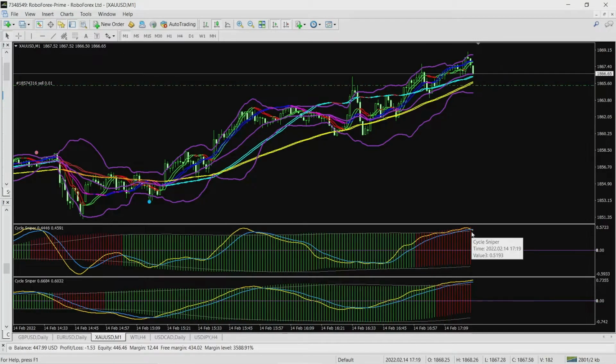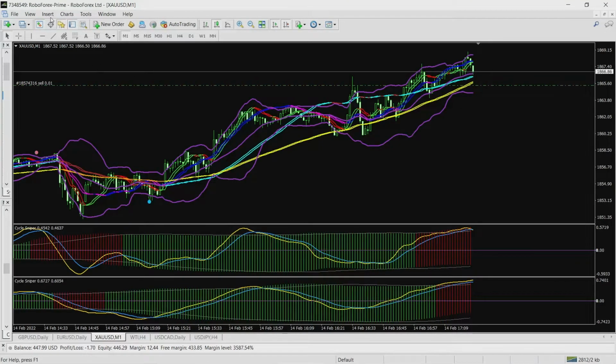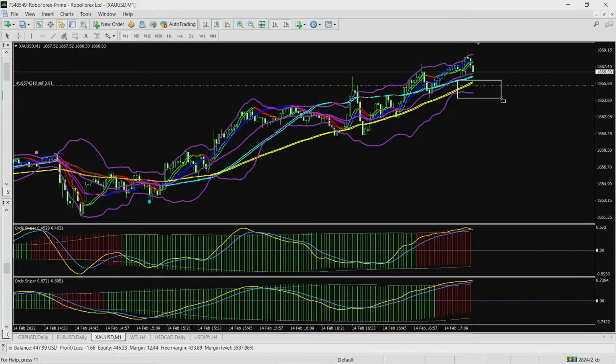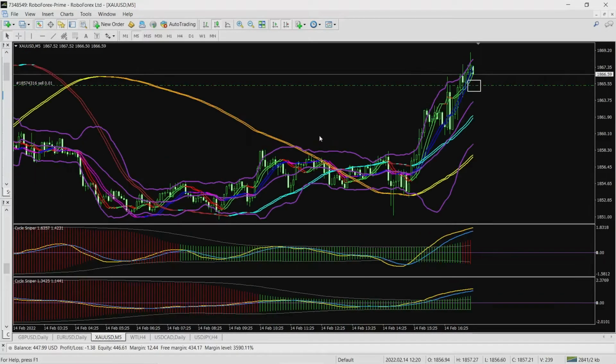Set 1, one crossover here. So let's wait for this breakout and we will sell more. When we go back to the 5 minutes chart, for scalping, we're going to wait for the breakout.